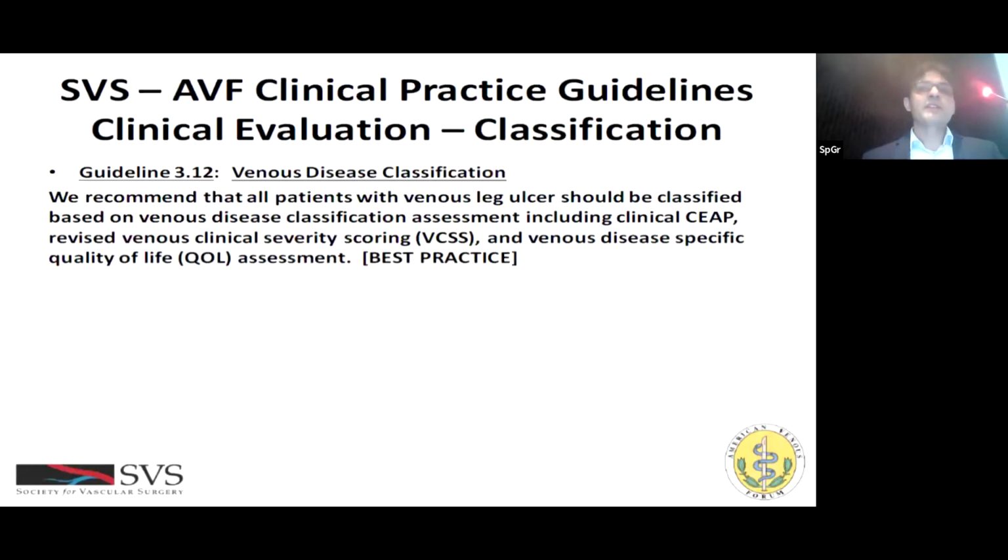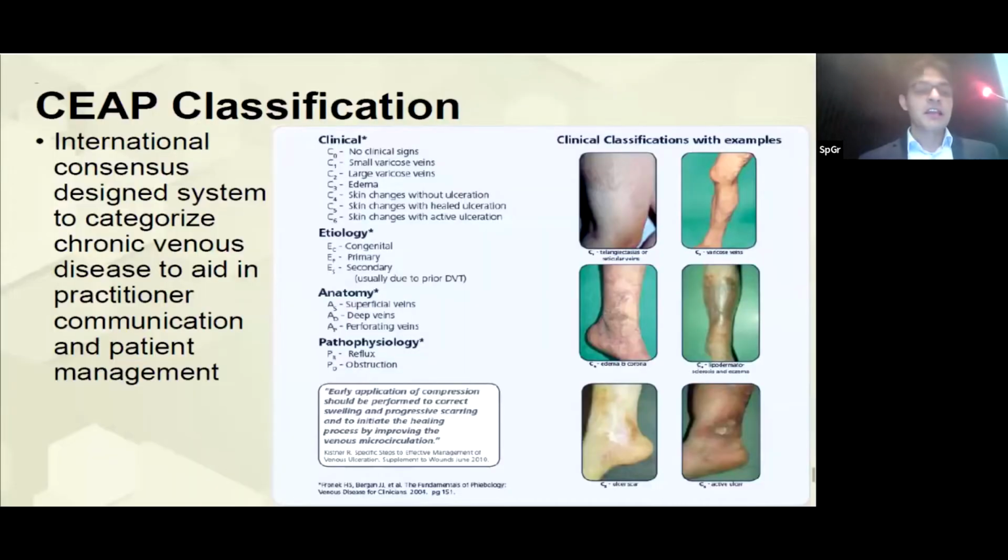So what the Society for Vascular Surgery recommends when you see this patient, it's always good to document their CEAP classification so that we can talk to each other. We understand at what stage the patient is. And CEAP stands for classes from C0 to C6. C6 is if someone has active ulceration. C5 is if someone has a previous healed ulcer. C4 is a patient with skin changes or lipodermatosclerosis. C3 is edema. C2 is large varicose vein.